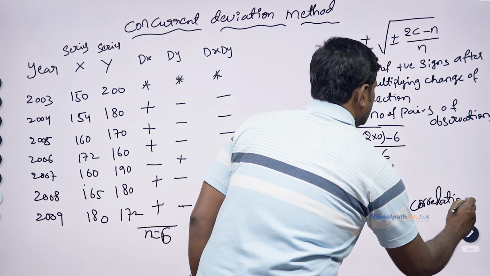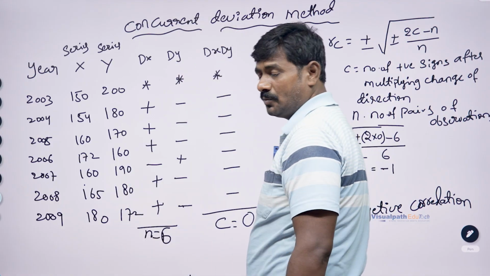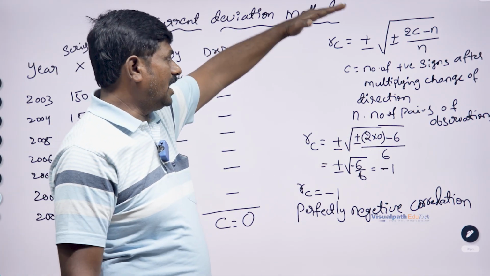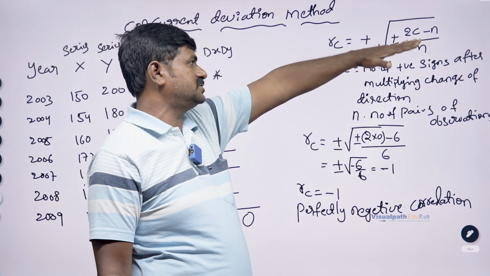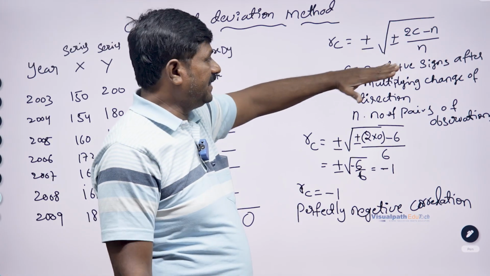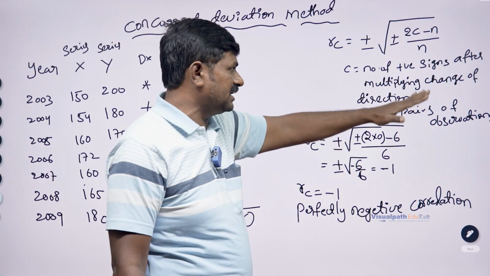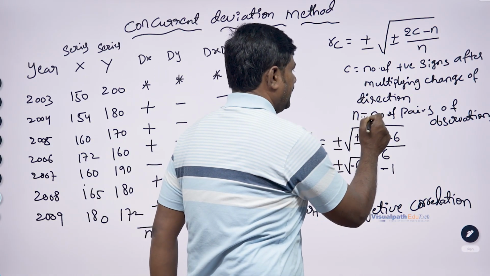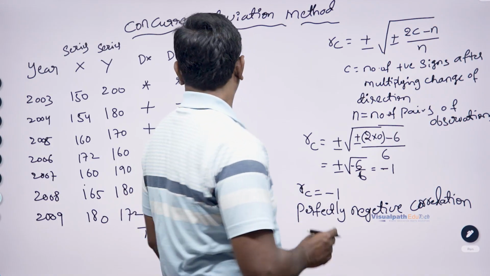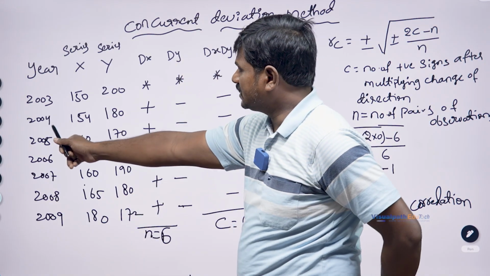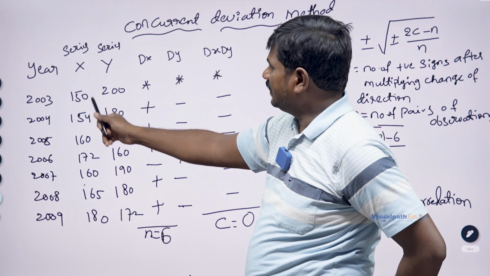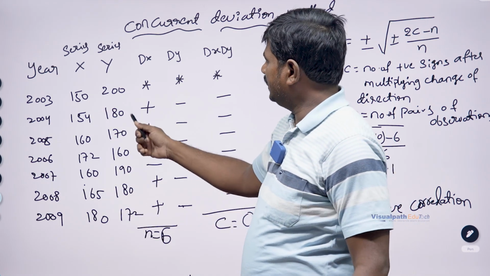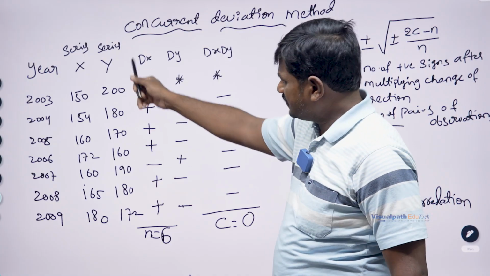So that is a problem related to the concurrent deviation method. What we did here: RC is equal to plus or minus the square root of (2C minus N) by N, that is the formula. C is the number of positive signs after multiplying the change of direction. N is the number of pairs of observations. Here the years are 2003, 4, 5, 6, 7, 8, 9, and the values are 150, 154, 160, 172, 160, 165, 180, then 200, 180, 170, 160.